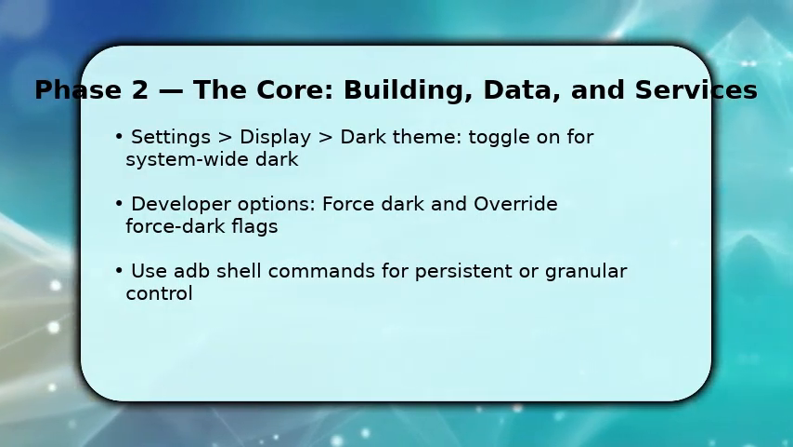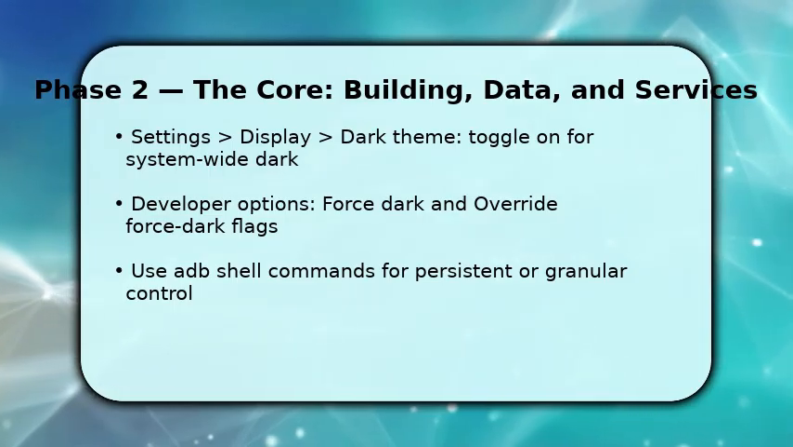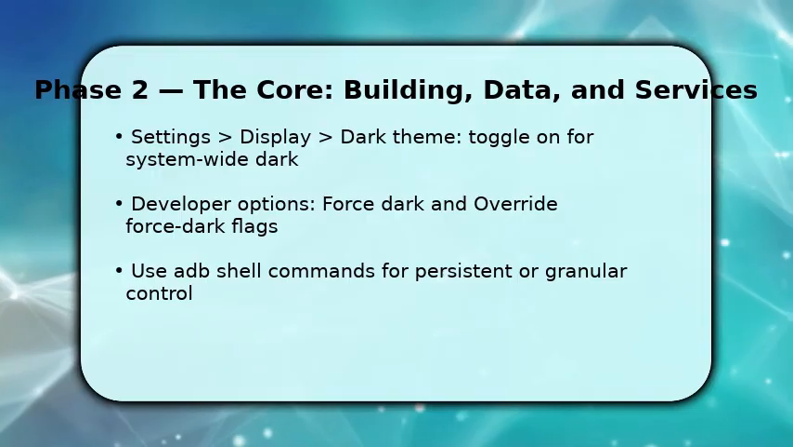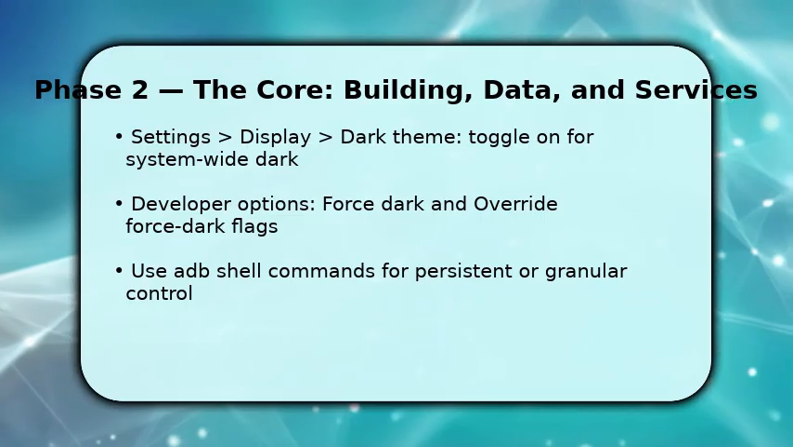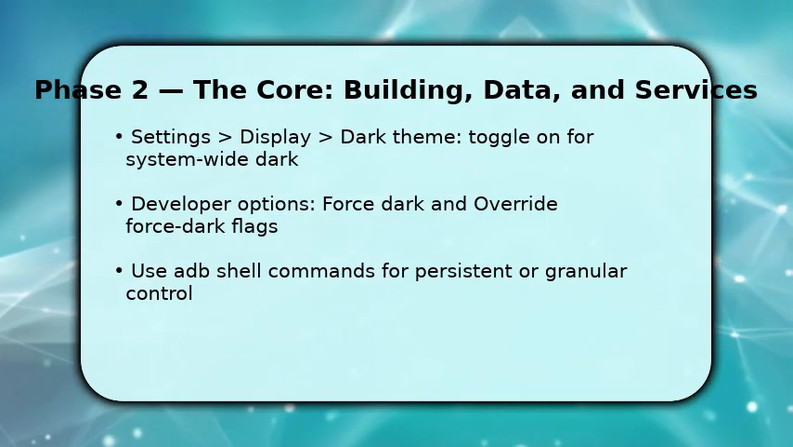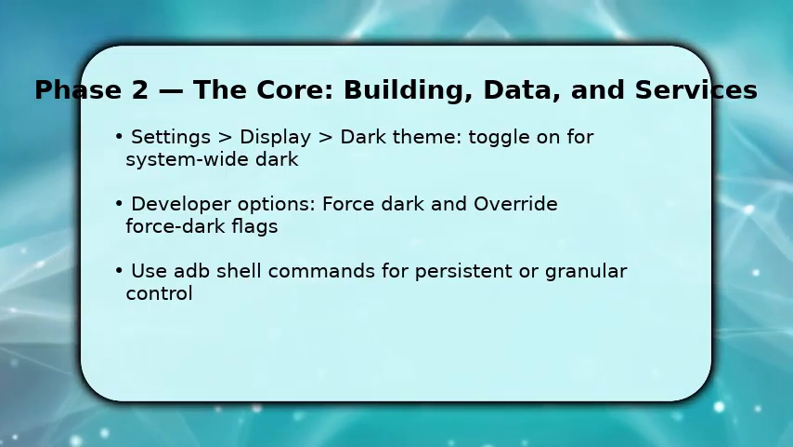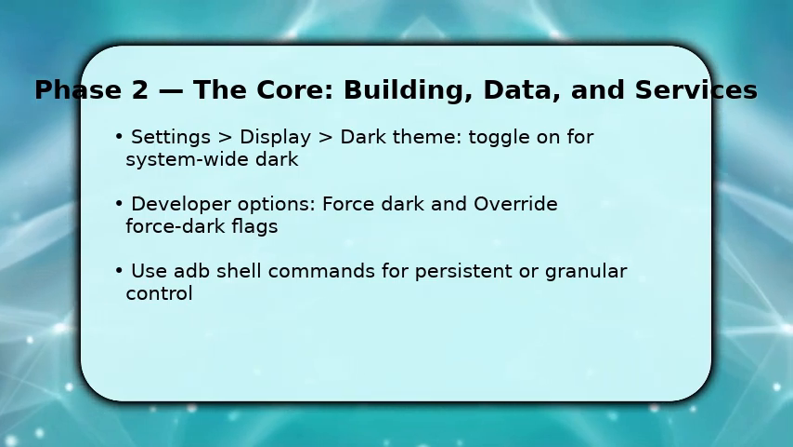Then open Developer Options and enable the Force Dark or Override Force Dark flag to coerce apps into dark where native support is absent. If an app still resists, use ADB. Connect your phone, run an ADB shell settings put secure ui_night_mode 2 to set night mode, or use app-specific UI flags for granular control. Make sure to test apps after each change so you can track.